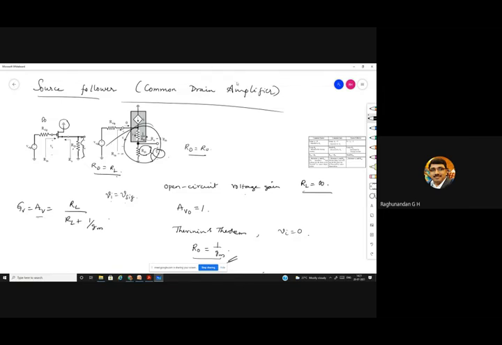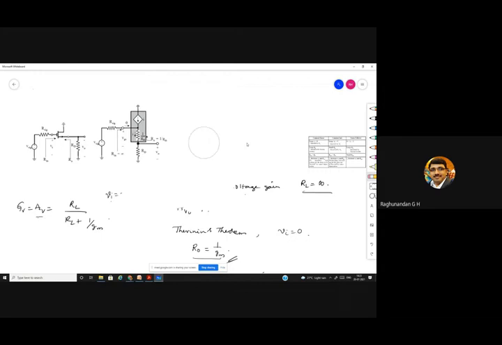So usually 1 by gm is typically small, and that's why Ro will be equal to 1 by gm, since RL or RD is considered to be infinity. After this, the next part is that sometimes they will ask about comparison: compare the different configurations.